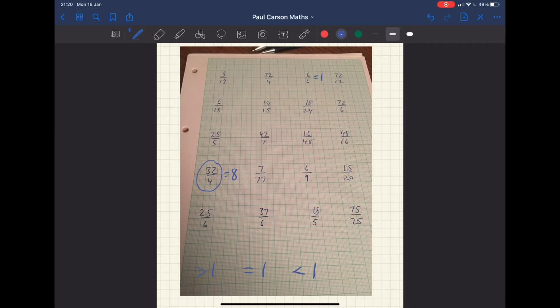And the less than 1 type is where the number on top is less than the one on the bottom. So 3 divided by 12 is an example of that. 3 is less than 12, so think of it like pizzas over people. If you've only got 3 pizzas but 12 people, then they're not going to get 1 each. They're going to get less than 1 each, and they'll need to be shared out.